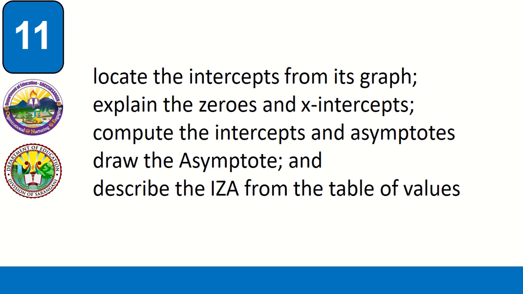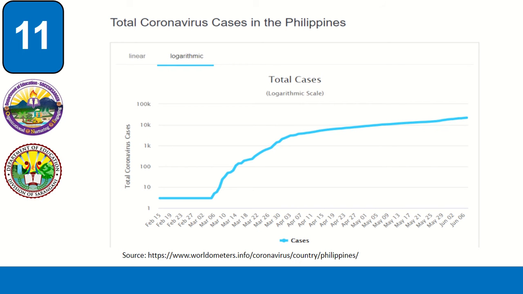Why? Because this is current. We know that this is the total coronavirus cases in the Philippines, and this is the graph from February 1 to June 6, in logarithmic scale. This has a lot of misconceptions, that even our Department of Health or somebody misinterpreted that this graph shows flattening of the curve.